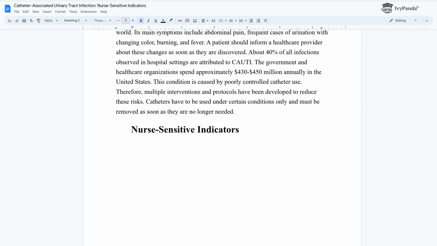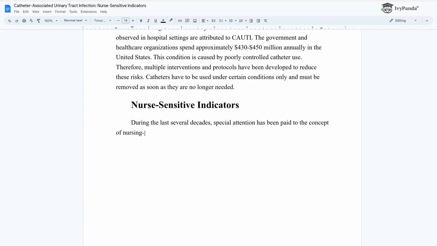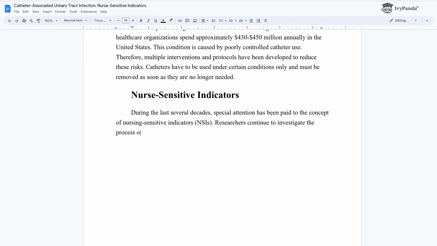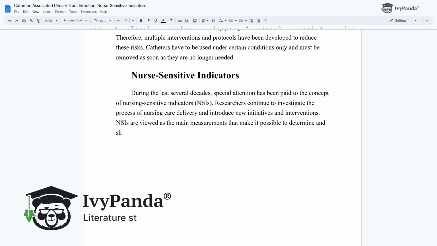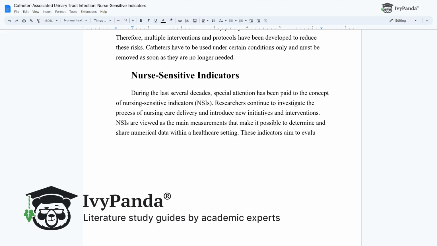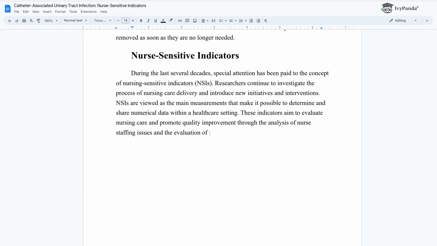Nurse-sensitive indicators. During the last several decades, special attention has been paid to the concept of nursing-sensitive indicators, NSIs. Researchers continue to investigate the process of nursing care delivery and introduce new initiatives and interventions. NSIs are viewed as the main measurements that make it possible to determine and share numerical data within a healthcare setting. These indicators aim to evaluate nursing care and promote quality improvement through the analysis of nurse staffing issues and the evaluation of patients' outcomes.